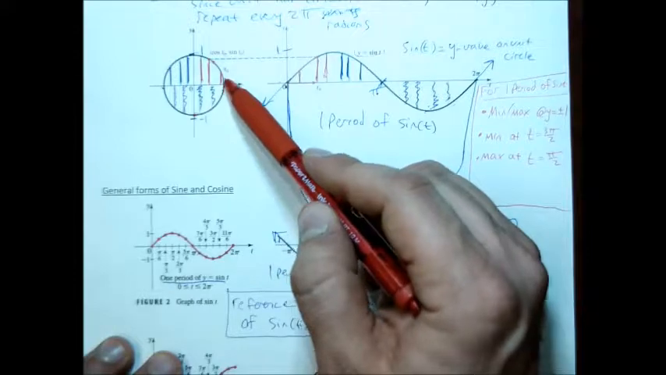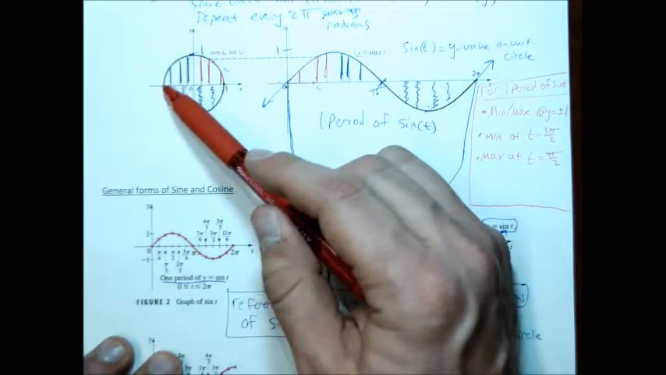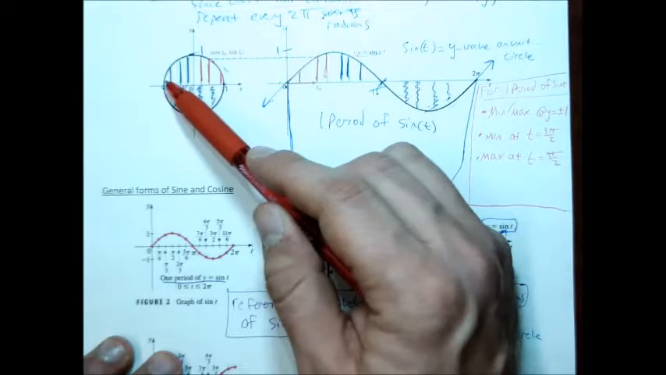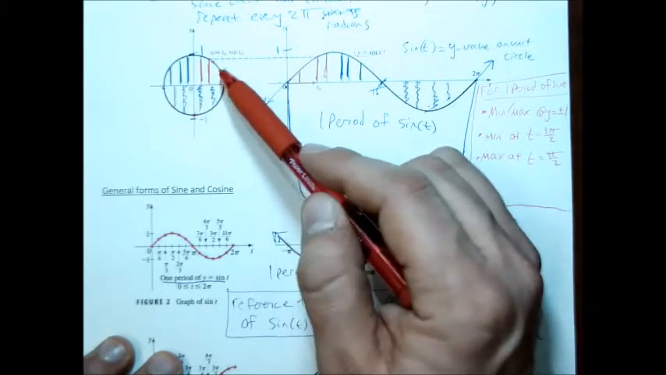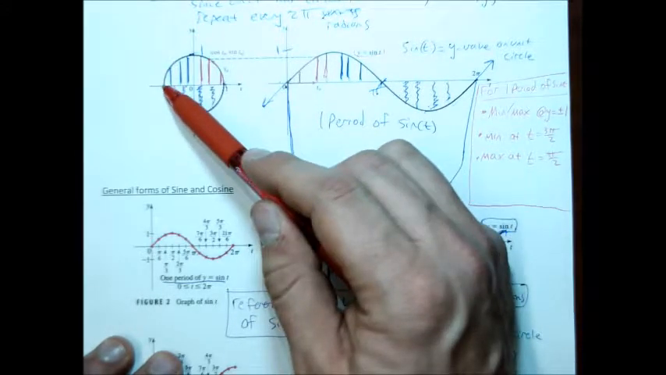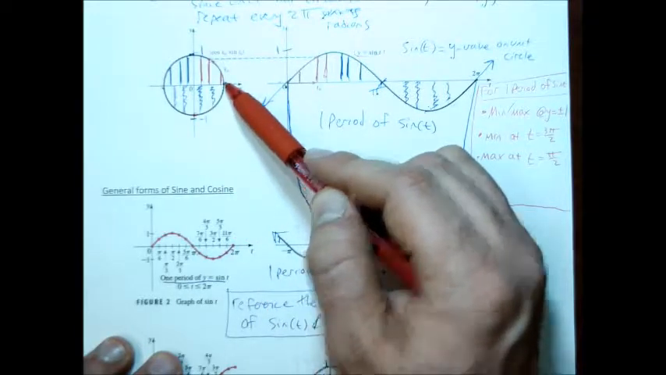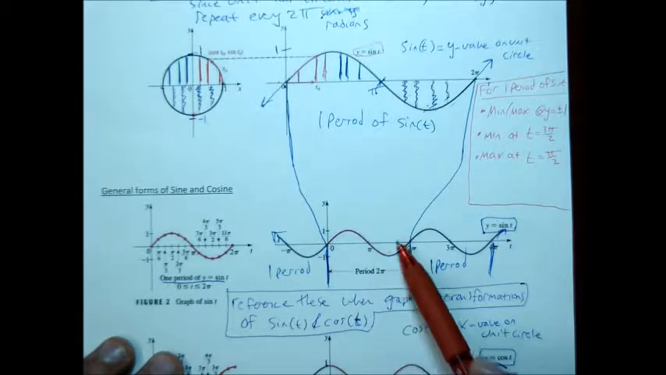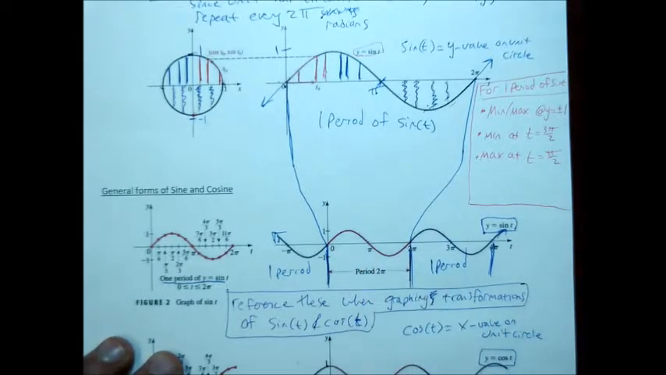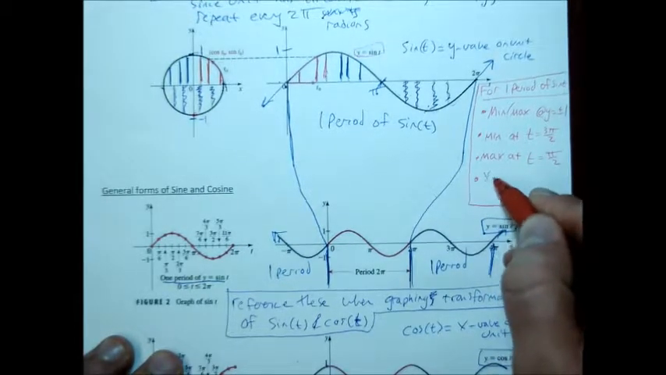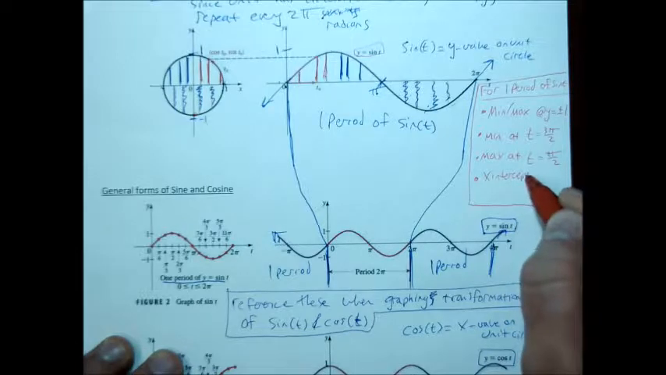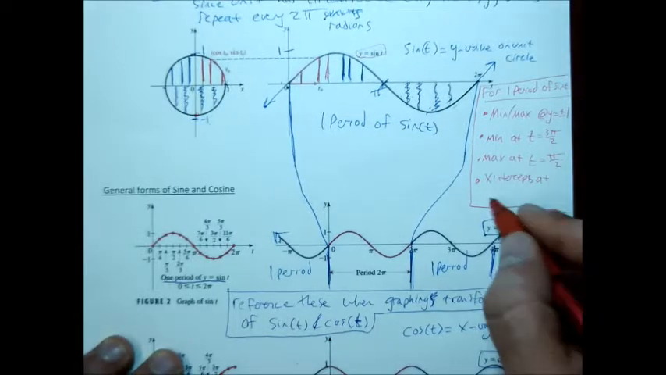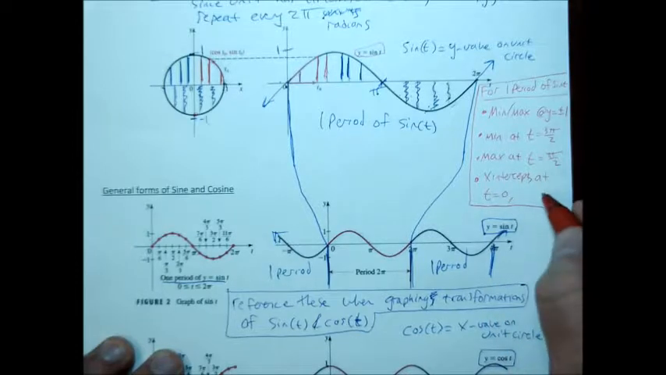So the y value of 0 is here, here. These are the two places where the y value is 0. And that's t equals 0, t equals pi, and t equals 2 pi. And so that's why we have a 0 at 0, we have a 0 at pi, and a 0 at 2 pi. Because again, the sine is the y value, and that's where those y values occur. And so the x-intercepts for sine are at t equals 0, t equals pi, and t equals 2 pi.